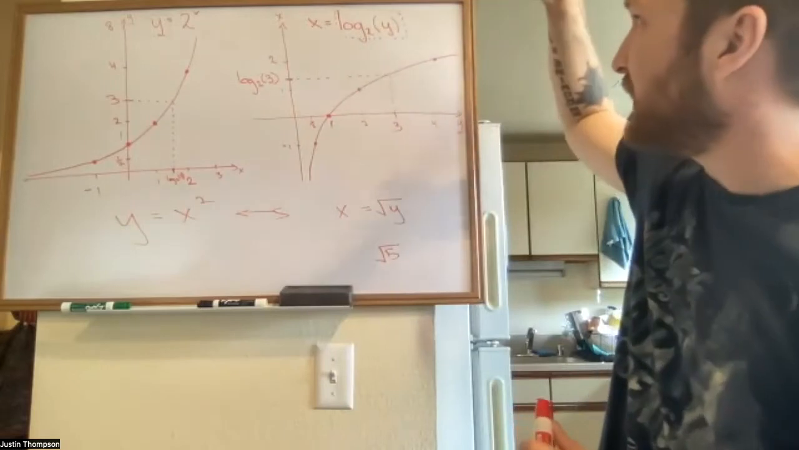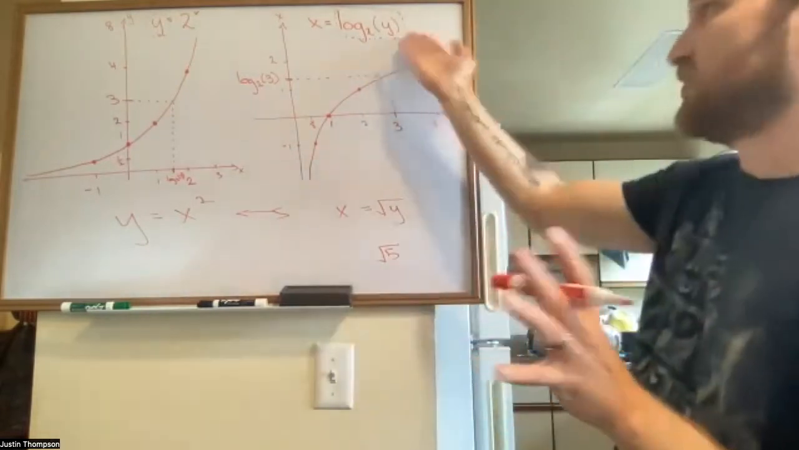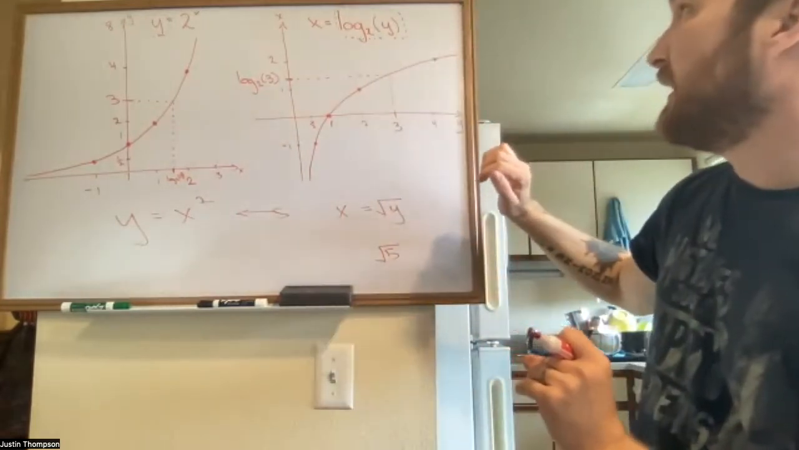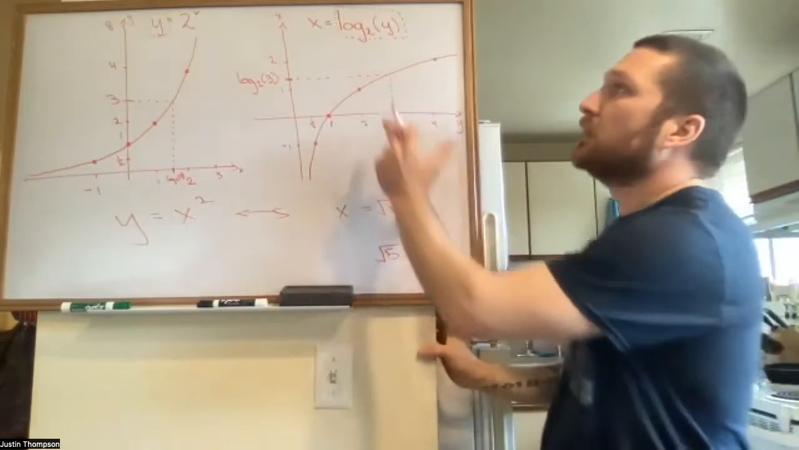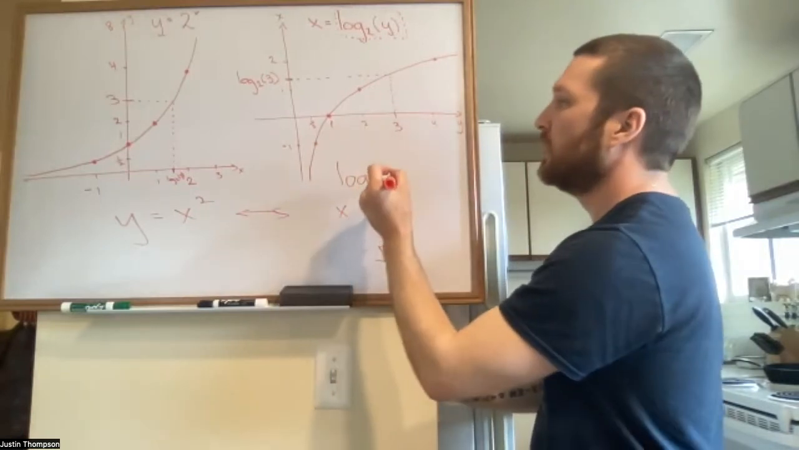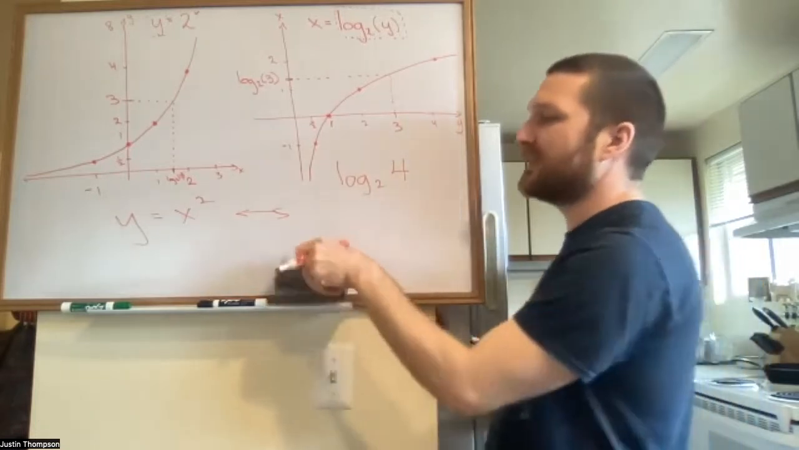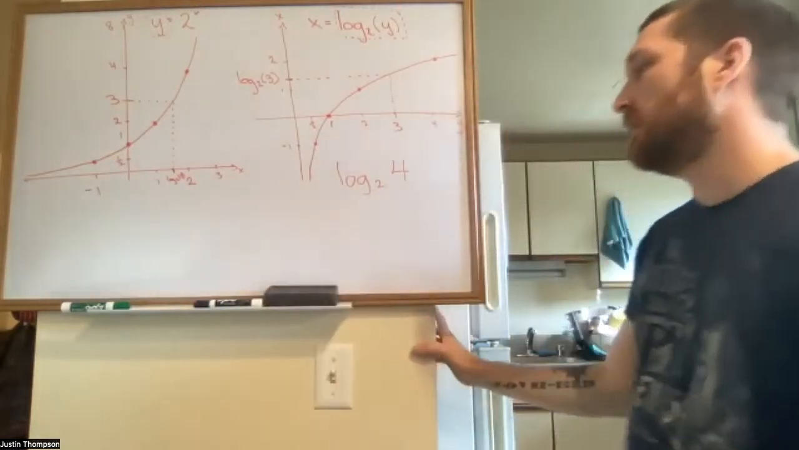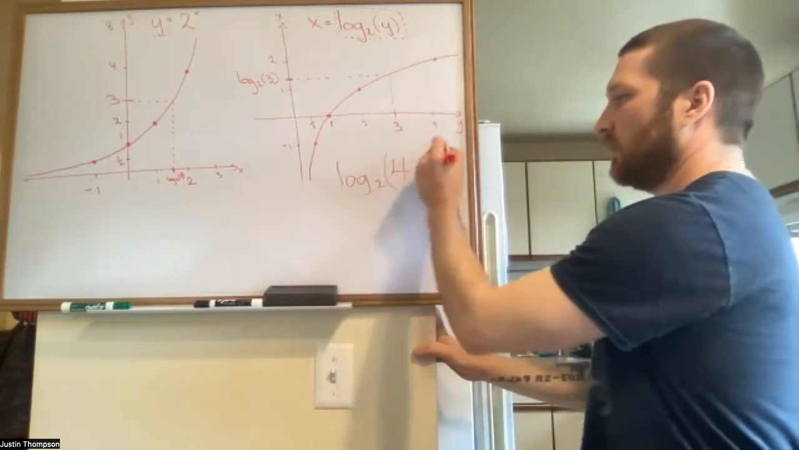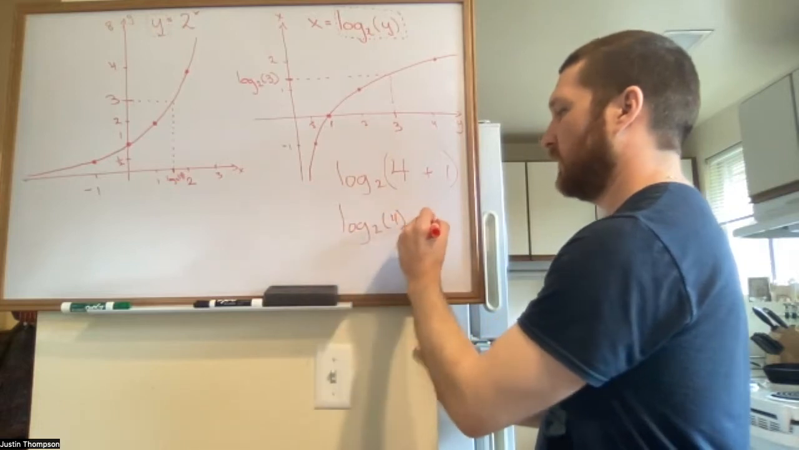One just looks like it dropped out of some spaceship that came to invade the planet. This just looks terrible, but we really need to think about this as a function. I will make this note right now. Your book does not use parentheses here. It just writes stuff like this, log 2, 4. It does not use parentheses. I am 100% against not using parentheses, because what does this mean? Is that log base 2 of 4 plus 1? Or is that log base 2 of 4 plus 1?